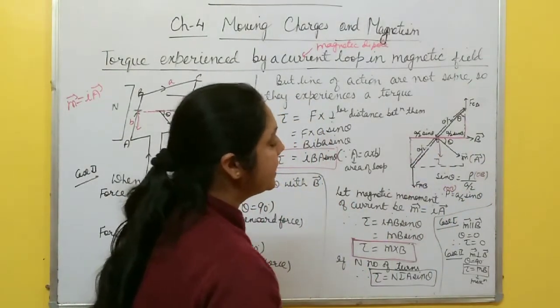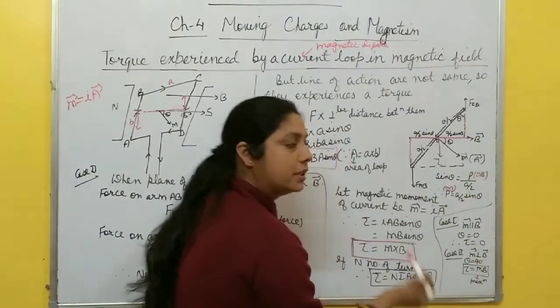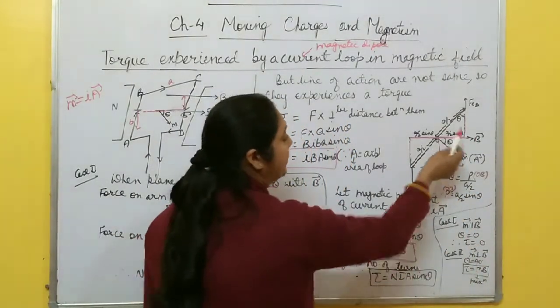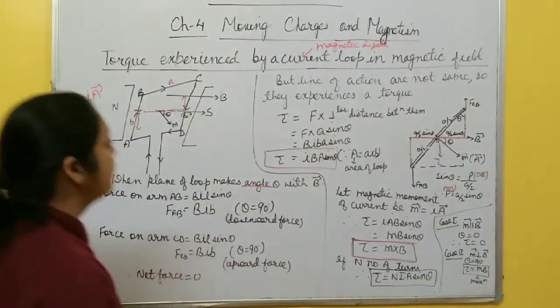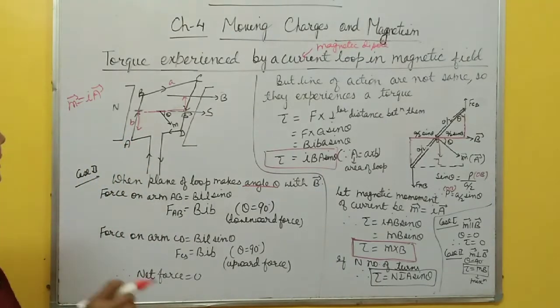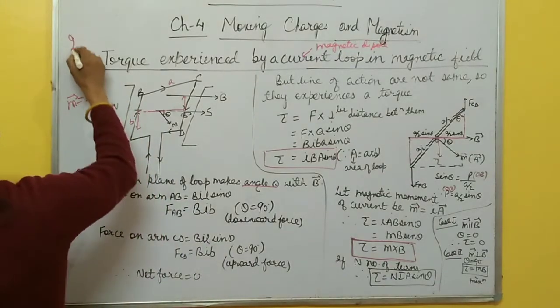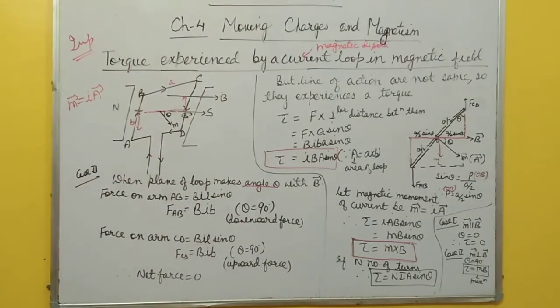Now there are two cases. When both M and B are in the same direction, in that case tau is 0, and if both are perpendicular to each other, then in that case tau is maximum. This is about when the plane of the loop makes angle theta with the magnetic field. So this question is very important from the examination point of view, right? So please take a screenshot of this one.